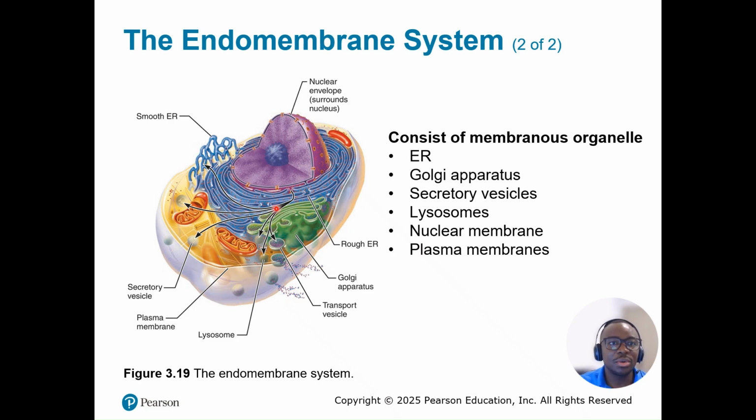In this figure, the nuclear envelope surrounding the nucleus is connected to the rough endoplasmic reticulum. Notice the arrow leads from the nuclear envelope to organelles not directly or structurally connected to it, including the smooth ER, Golgi apparatus, transport vesicles, lysosomes, and secretory vesicles.